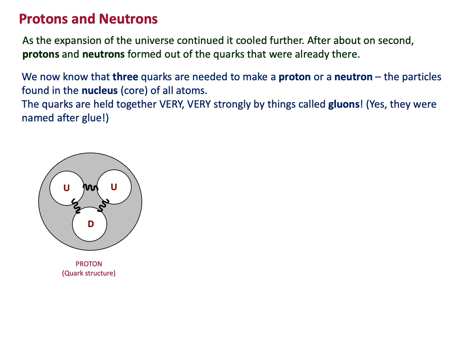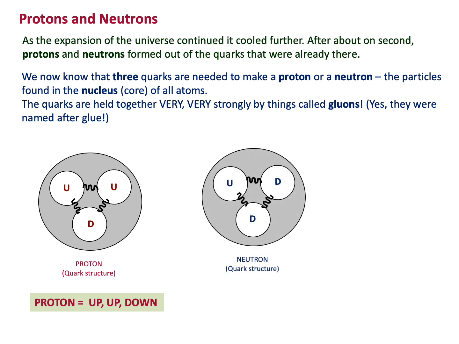Here is the structure of a proton. The proton has got 3 quarks, 2 ups and a down. Always 2 ups and a down in a proton. So a proton is basically an up-up-down combination of quarks. Look at the neutron. Can you spot the difference between the neutron and the proton? Well, the neutron still has 3 quarks, but it has up, down, down. It's got a different combination. So the neutron is up, down, down. The proton is up, up, down.